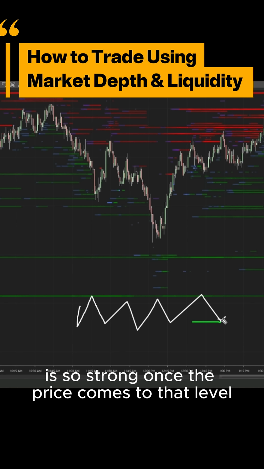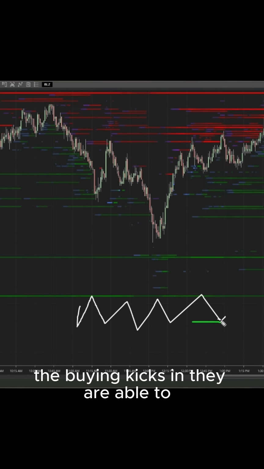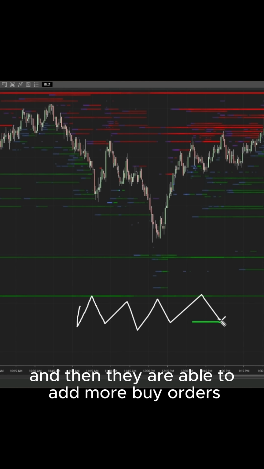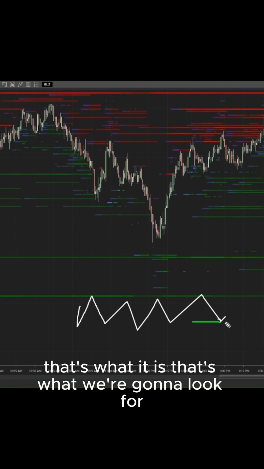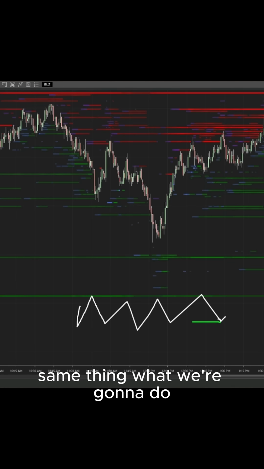Once the price comes to that level, the buying kicks in, they are able to fill the order, and then they are able to add more buy orders. It's pushing up. That's what it is. That's what we're going to look for. Same thing we're going to do.